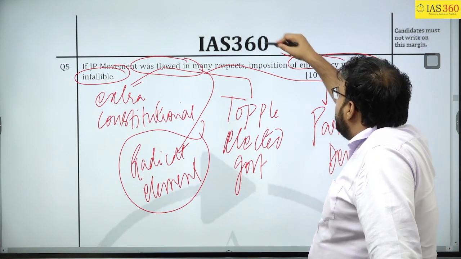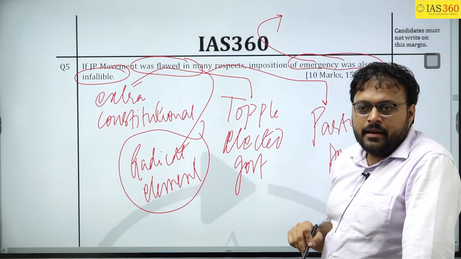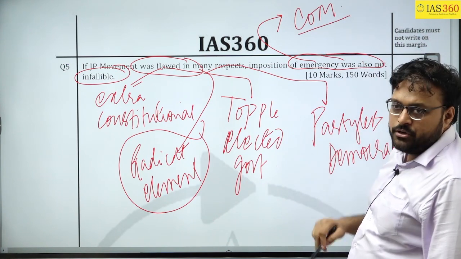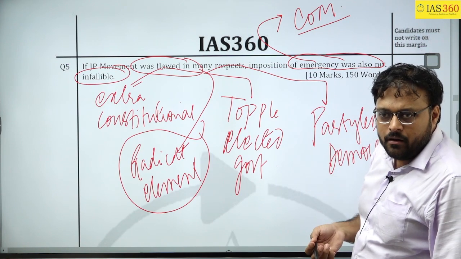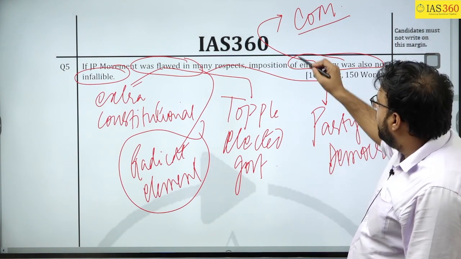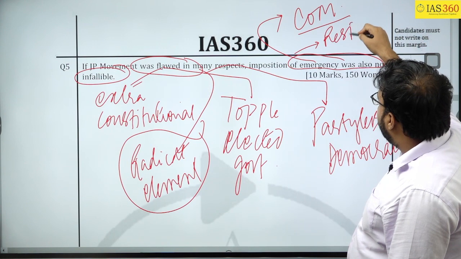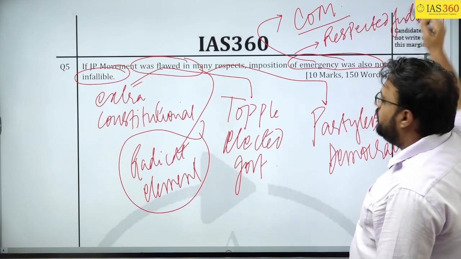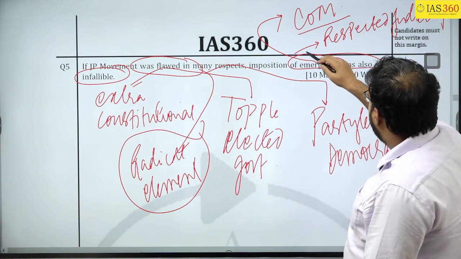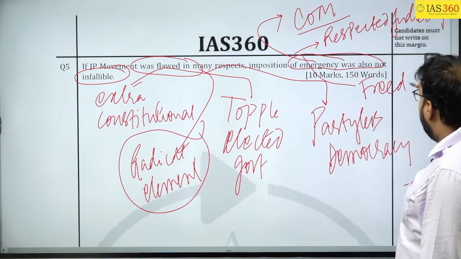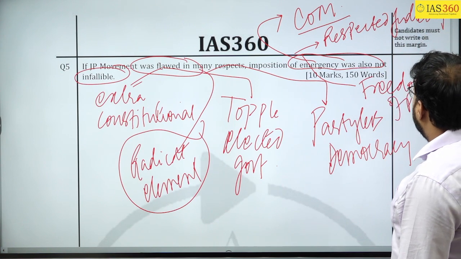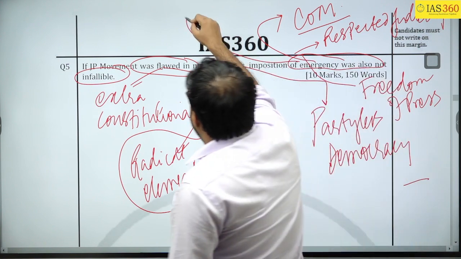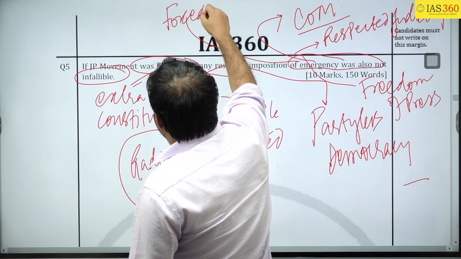But at the same time, emergency. Indira Gandhi has imposed the emergency without asking the Council of Ministers. Then this is not infallible. Then she has not respected the judiciary in the Rajnarayan case. Then freedom of press was taken. Civil liberties were shattered. Then you can talk about forced sterilization.